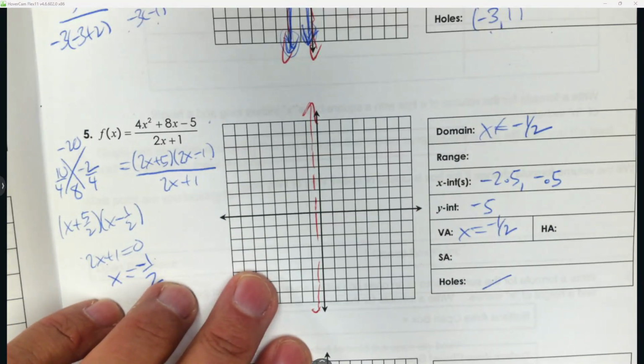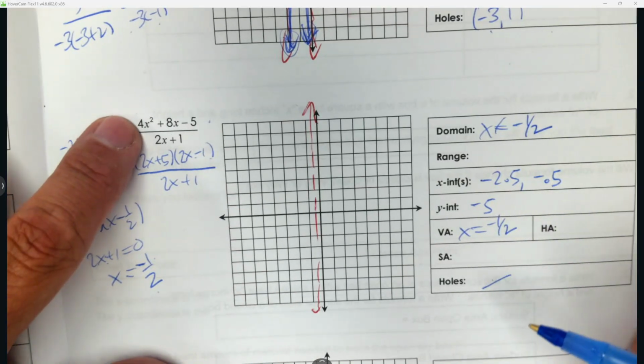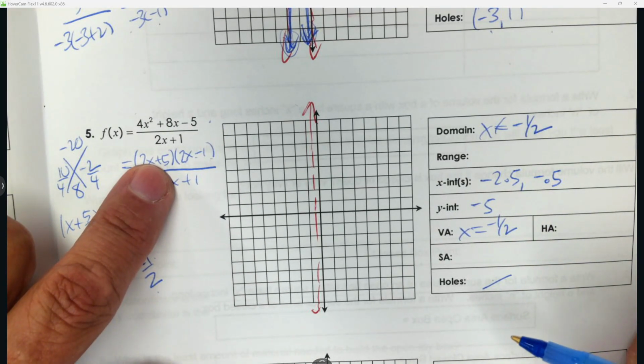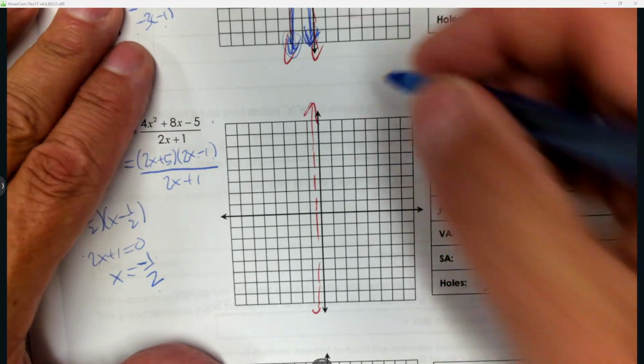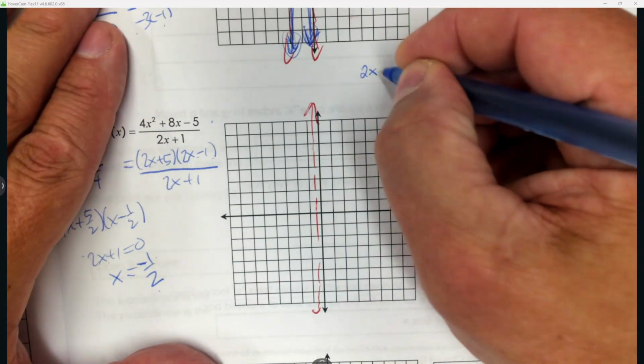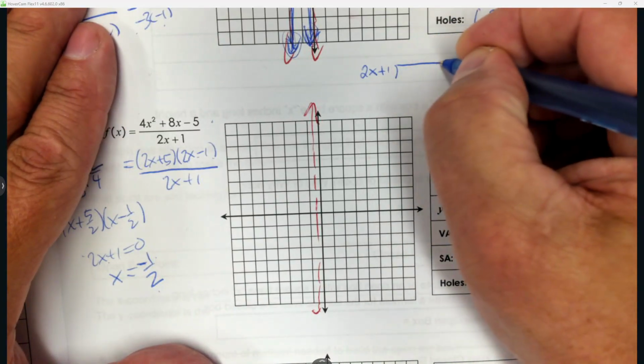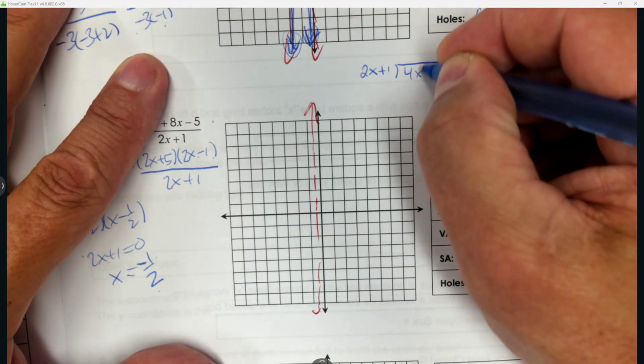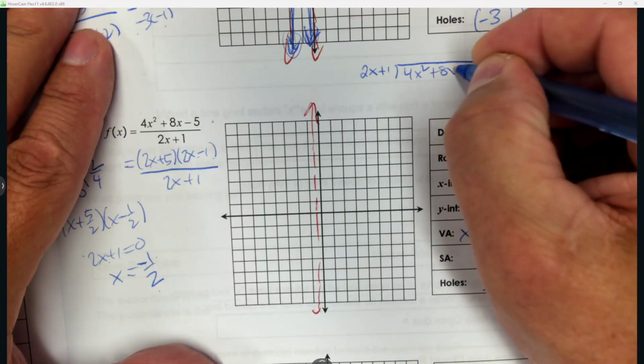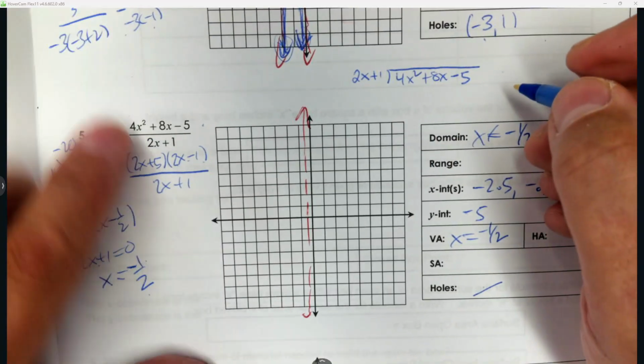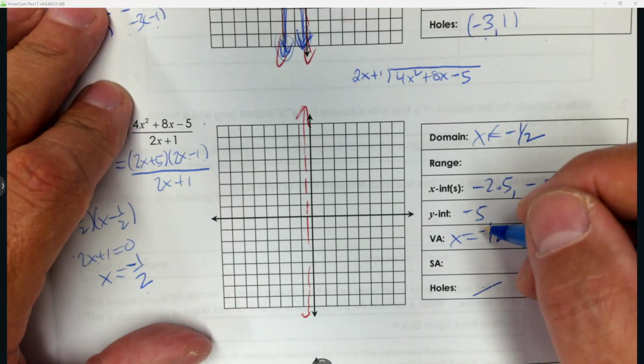Oh, our horizontal asymptote. Notice we need to do dividing here. In fact, I can't even do synthetic. I have to do long division. I can do that right here. So 2x plus 1 divided into 4x squared plus 8x, take away 5. So I'm going to do long division to find the slanted asymptote.